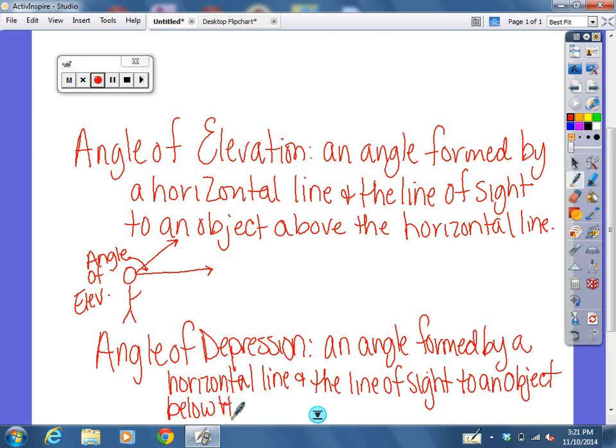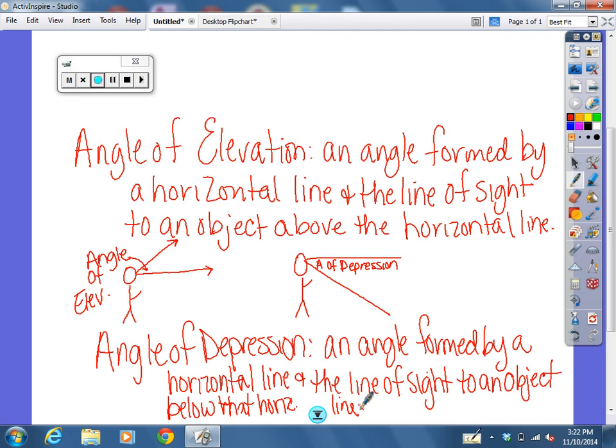That horizontal line. So a picture, this would be me maybe looking down at my shoes. So here's my horizontal line, but I'm looking down at something. So this is called an angle of depression. When you look down, that's an angle of depression. Now this plays into effect when we have word problems.